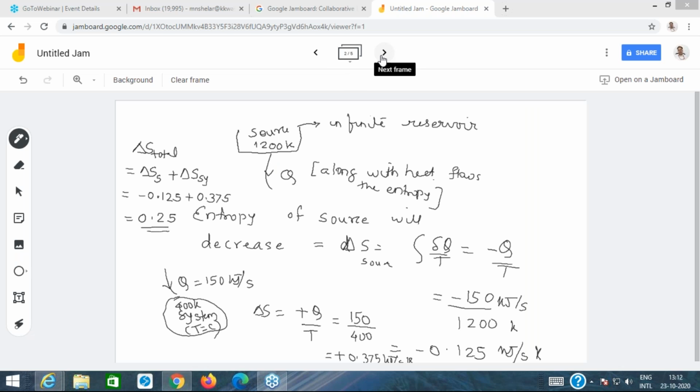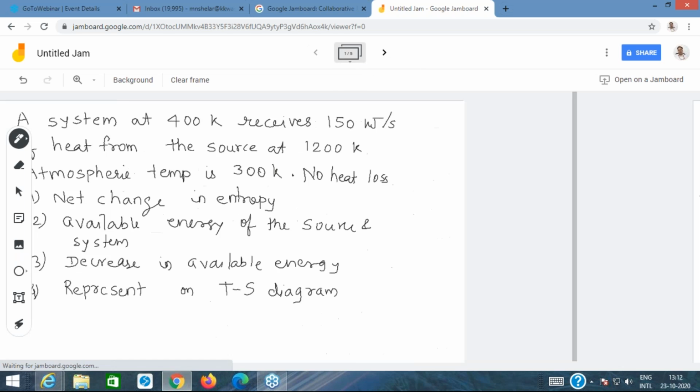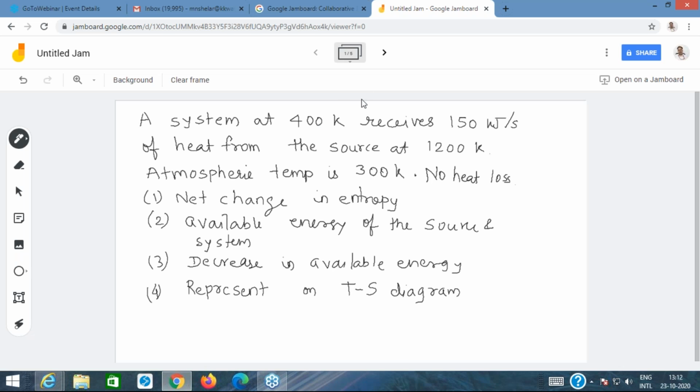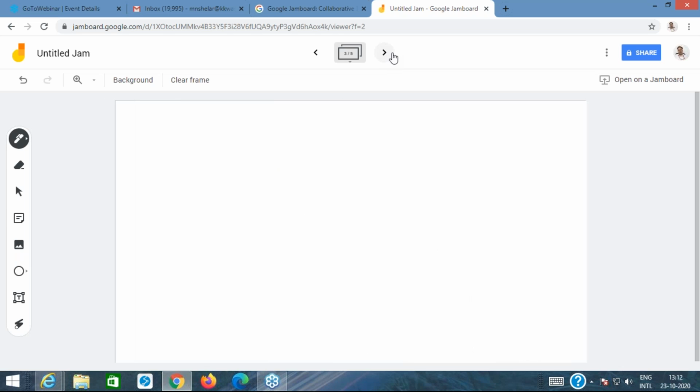Now, the next part of the problem, we need to calculate the available energy of the source. We have calculated the net change in entropy, and we have got it positive, which means that it is an irreversible process. Now you need to calculate the available energy of the source. So let me draw this on the TS diagram.